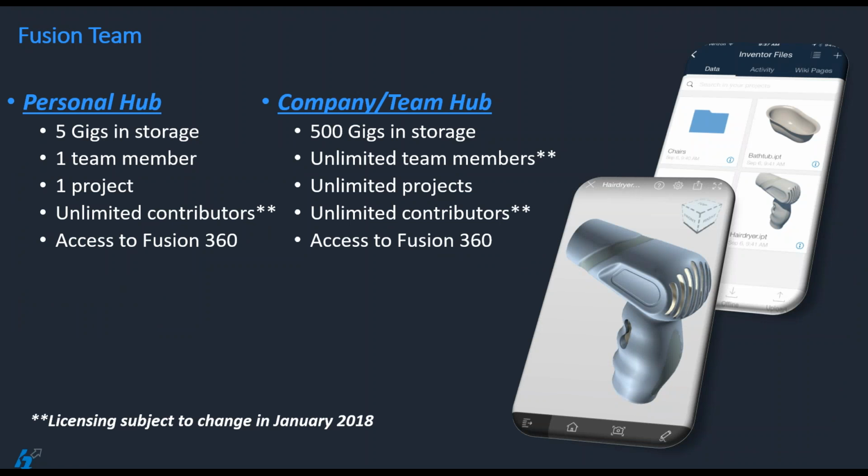So there are two versions of Fusion Team. You can have a personal hub or a company team hub. The personal hub can have one team member, but the company or team hub can have unlimited team members. A team member is basically someone that has admin rights to the entire hub. Personal hub can have one project, but the company or team hub can have unlimited projects. And both hubs can have unlimited contributors, which means you can have unlimited people working on the project.